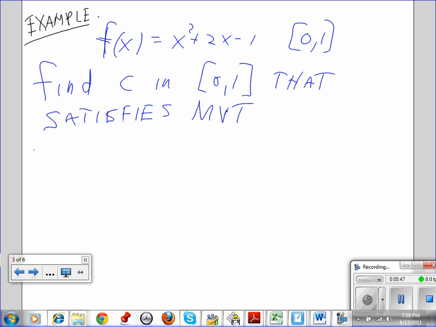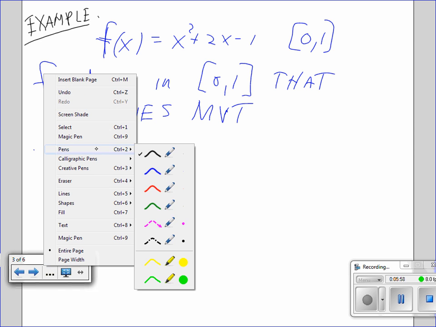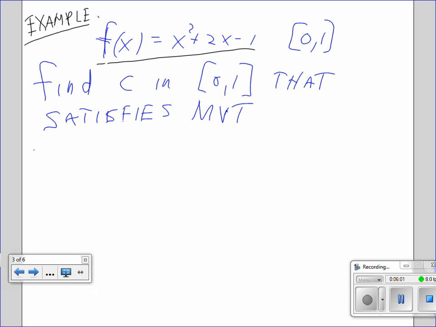Okay, back to our study of the mean value theorem, and this might be an example of a homework problem you might get in this area. Here we're given a function, f of x, a nice little quadratic function. We're given it on the interval from 0 to 1. They want us to find c in the interval 0 to 1 such that it satisfies the mean value theorem. First of all, the problem doesn't require it, but I think we could get a little bit of a picture of this thing.